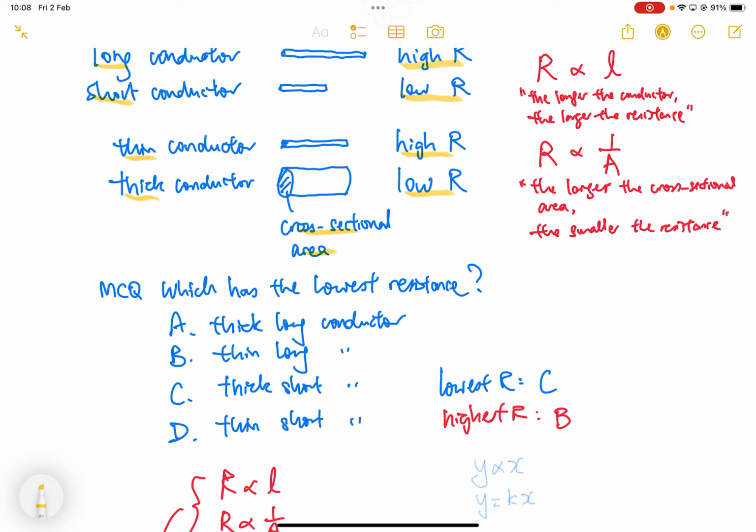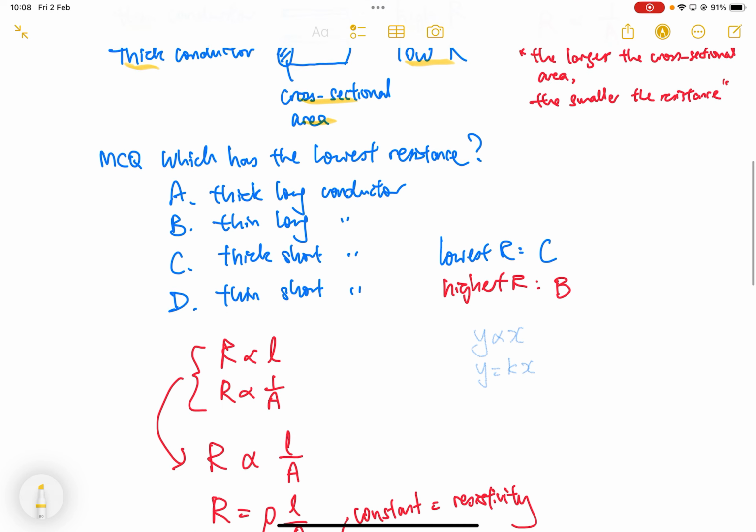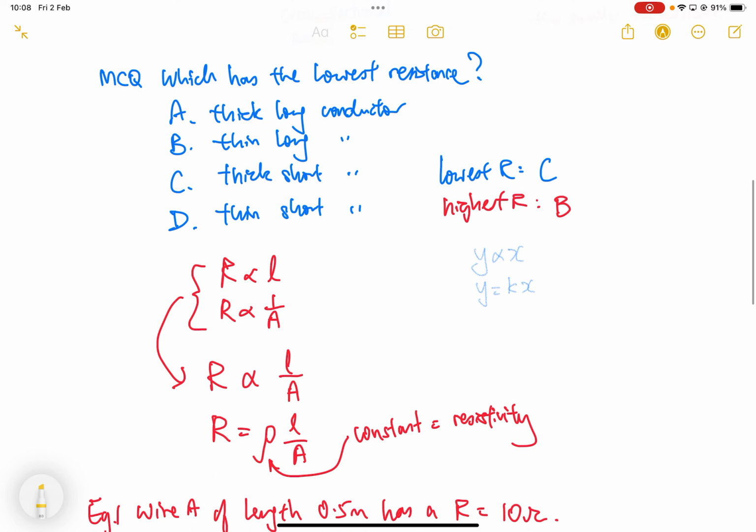So what we did was we expressed this relationship in the form of a mathematical expression. We say that R is proportional to the length of the conductor, resistance is proportional to the length of the conductor, and resistance is inversely proportional to the cross-sectional area.